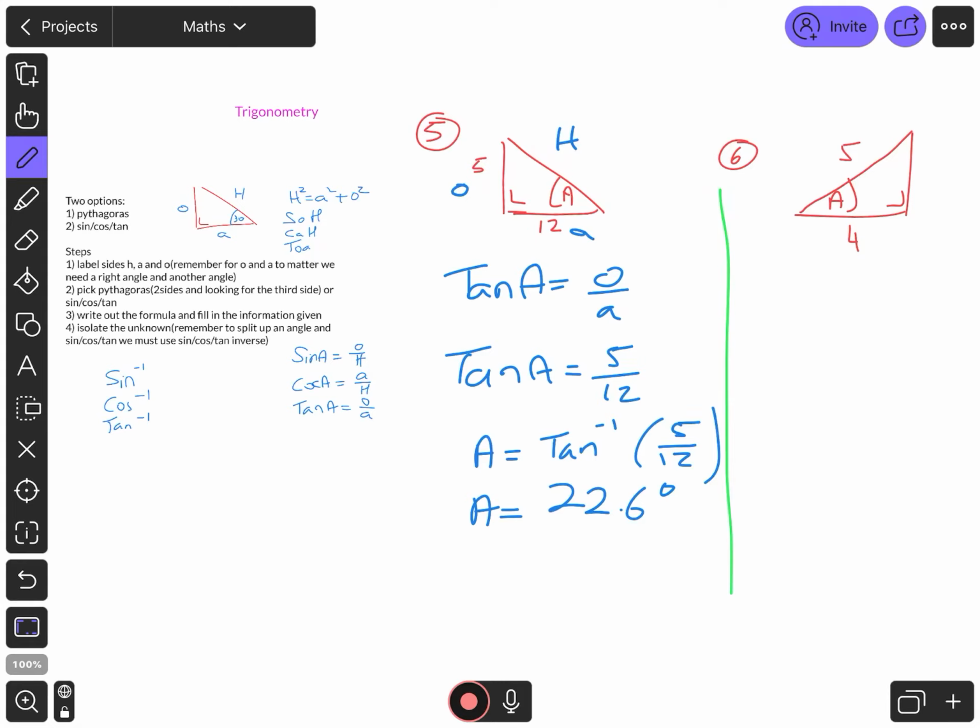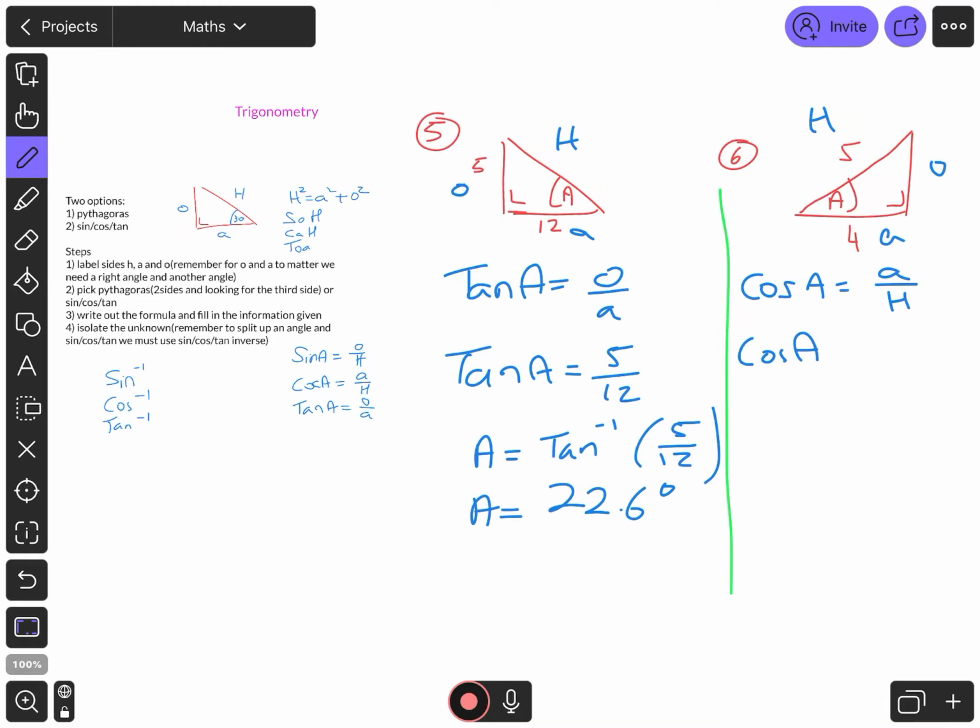Okay, and my last question then. For this question, again, step 1, label H, O, and A. So I know this is going to be H, I know this is going to be O because that's opposite the angle, and then this is going to be A. So I have my sides labeled. Second step, pick Pythagoras or sin, cos, and tan. I know it's not Pythagoras because I'm not looking for the third side, I'm looking for the angle. So I'm going to have to use A and H in sin, cos, and tan. That goes with cos. So cos of my angle equals A over H.